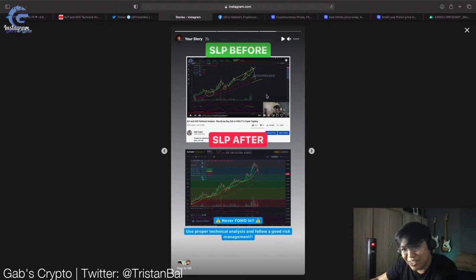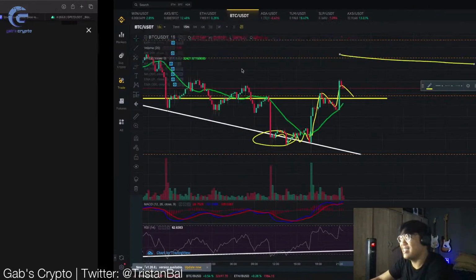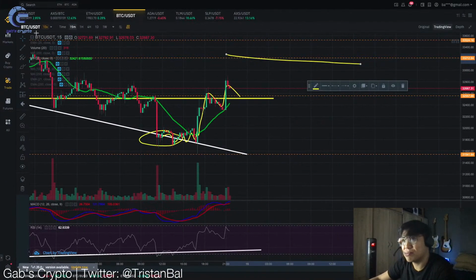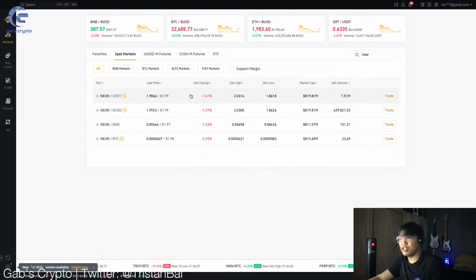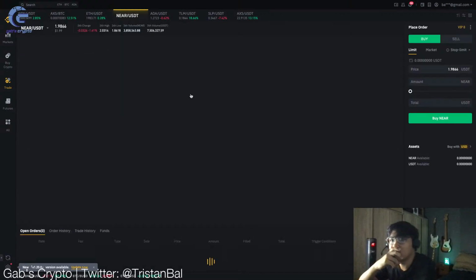Nearcoin. Nearcoin, sir. Baka naman. Sige, check natin yung Nearcoin. Hindi ko sure kung saan merong Nearcoin. Ito, NEAR USDT. Sige.